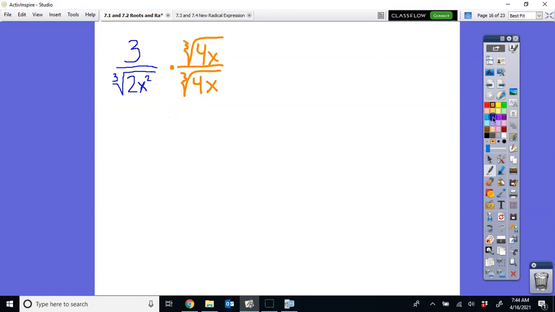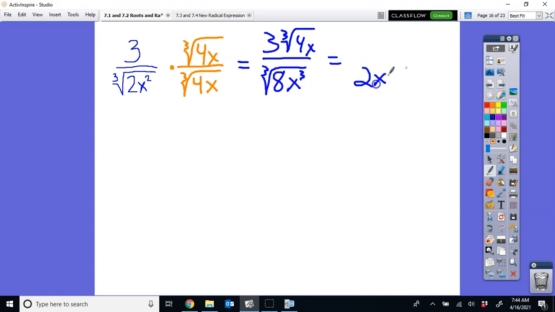So what you're looking at there when it comes to a variable is trying to make the x be raised to an exponent that will divide evenly by the index. And if you do too much, it'll fix itself in the long run. But typically what we try to do is use the lowest amount that we possibly can. So the cube root of 8 is 2. The cube root of x cubed, 3 goes into 3 evenly one time, no remainder.